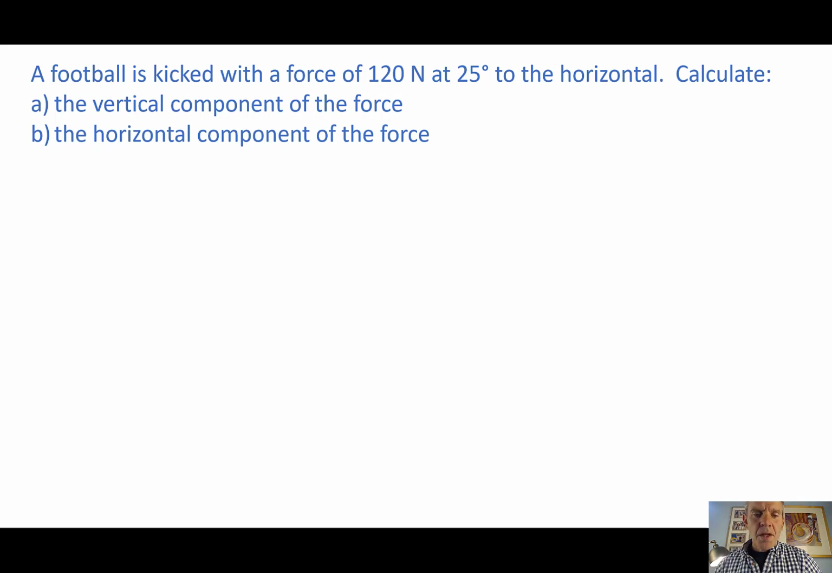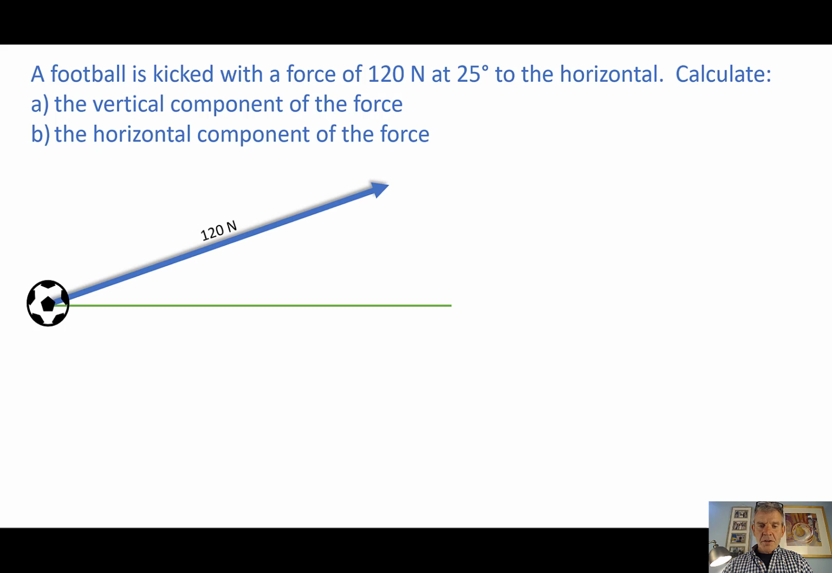So here's a question. A football is kicked with a force of 120 newtons at 25 degrees to the horizontal. Calculate the vertical component of the force and the horizontal component of the force.